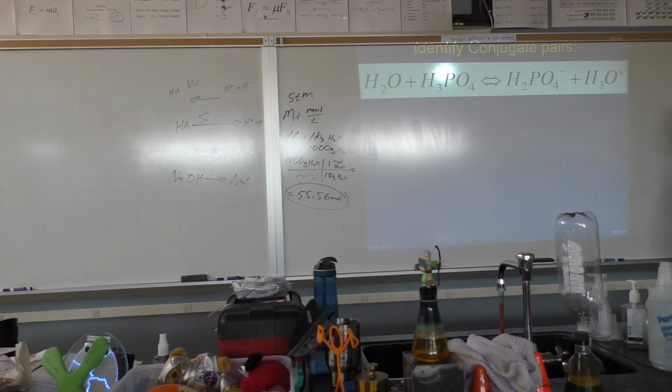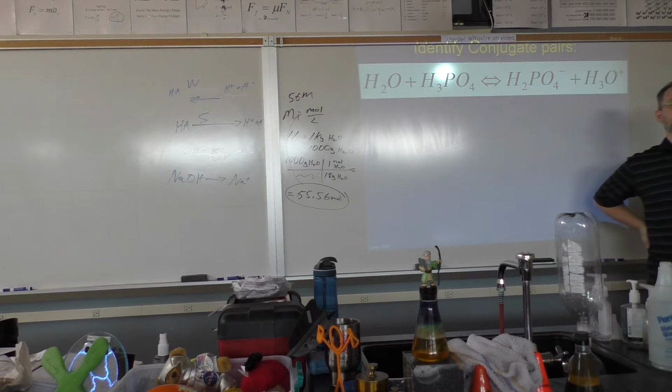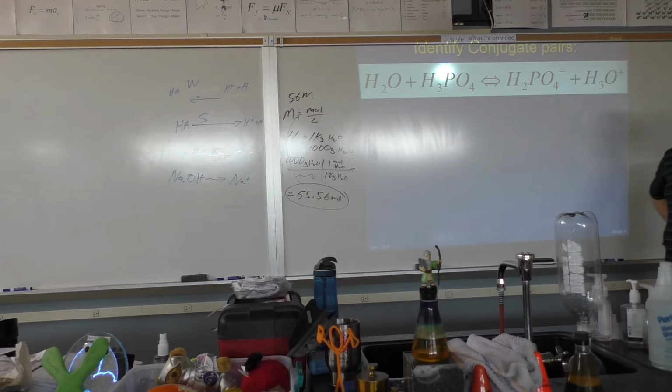Is this supposed to be an equilibrium? Yes, phosphoric acid is actually a weak acid, so this should be in equilibrium. Should we identify whether it's going to be a weak conjugate or a strong one? That would be a good idea.